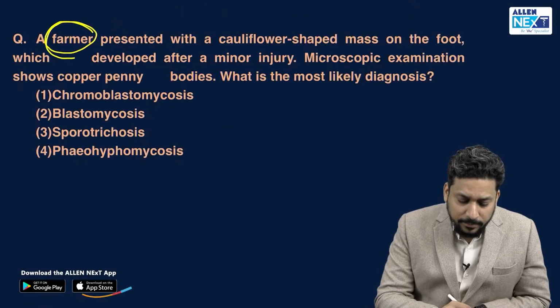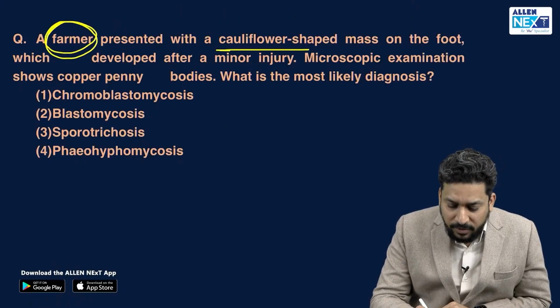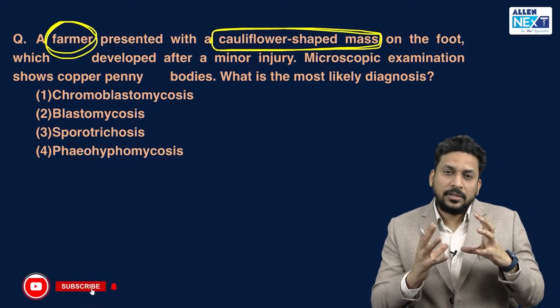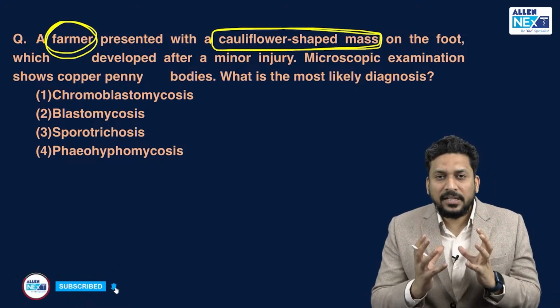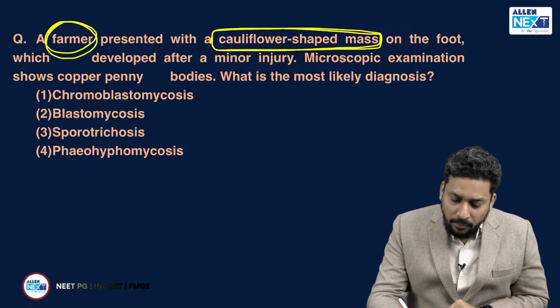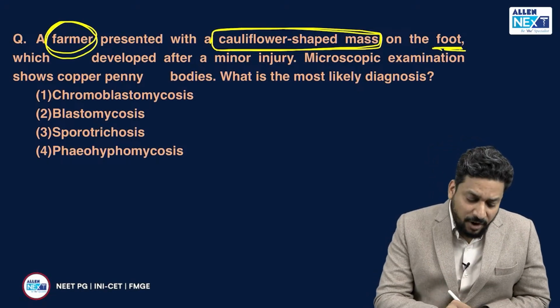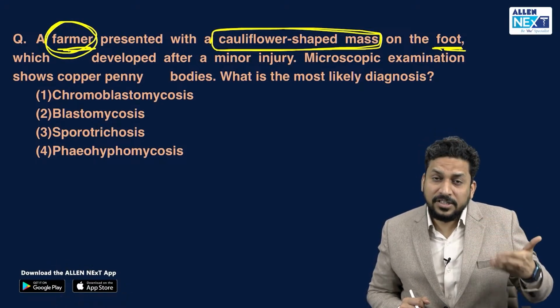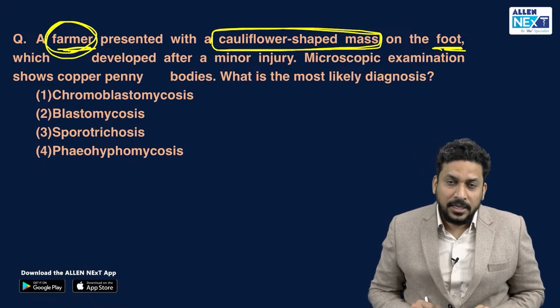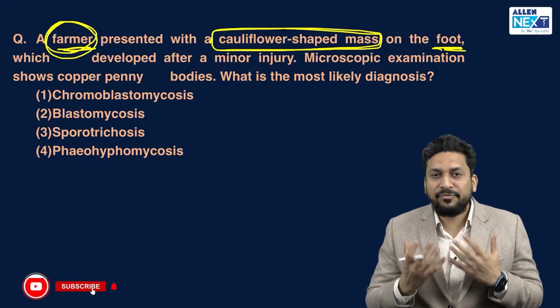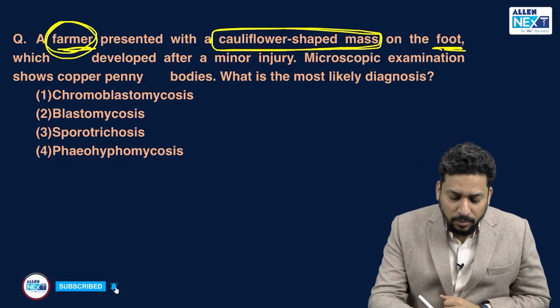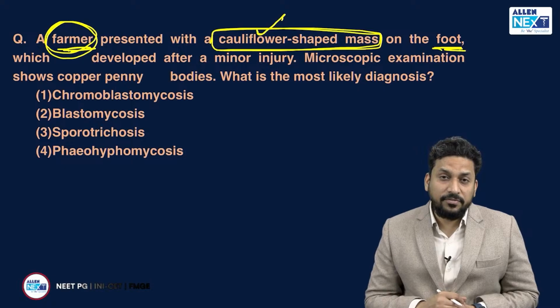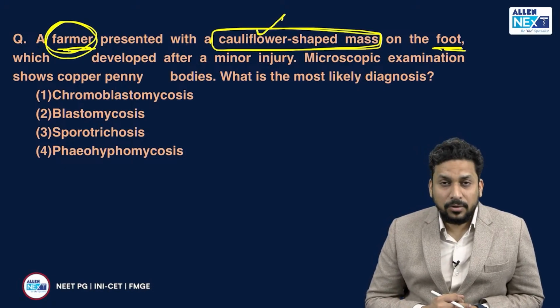A farmer presented with a cauliflower shaped mass. This is very characteristic. That is a growth which is very big and bulky, like a cauliflower. Where? Over the foot. And why farmer? Because generally farmers develop these lesions after plant injury. They are more prone to plant injury. So after plant injury, a deep fungal infection can occur. And do you know any deep fungal infection where a cauliflower-like mass or growth is seen?